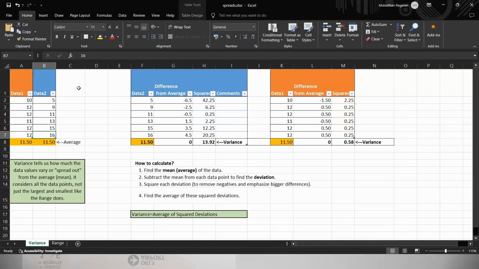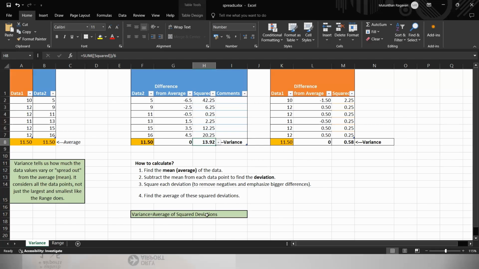What are the steps we have followed? It's very simple. We find the mean, basically 11.5. Then we subtract the mean from each value. Yes, we found the deviation or the difference. To remove the negatives, we square each value. Then we sum up, and then we find the average by the number of data points that we have. In simple words, if you try to explain the variance, it is the average of squared deviations.